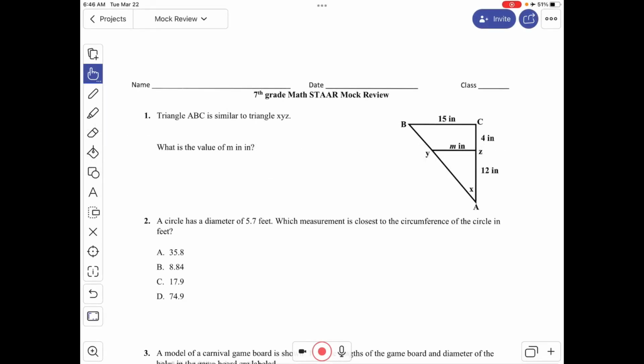Today you will be working on the 7th grade math STAAR mock review. I'm going to show you how to set up the problems, but I'm not going to give you the answers. You will complete that on your own.